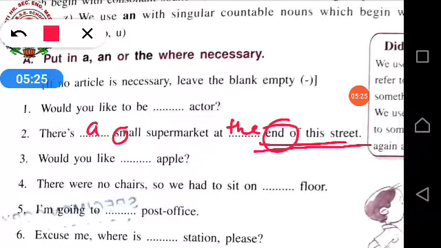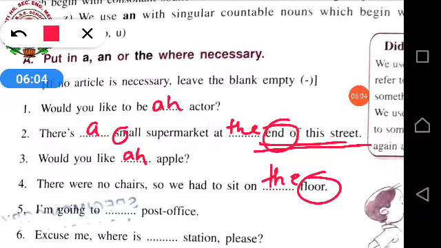The same way, third one: would you like dash apple? So what will come? Would you like an apple? Fourth one: there were no chairs, so we had to sit on dash floor. Particularly they are telling you that you have to sit on the floor. So what will come over here? The.